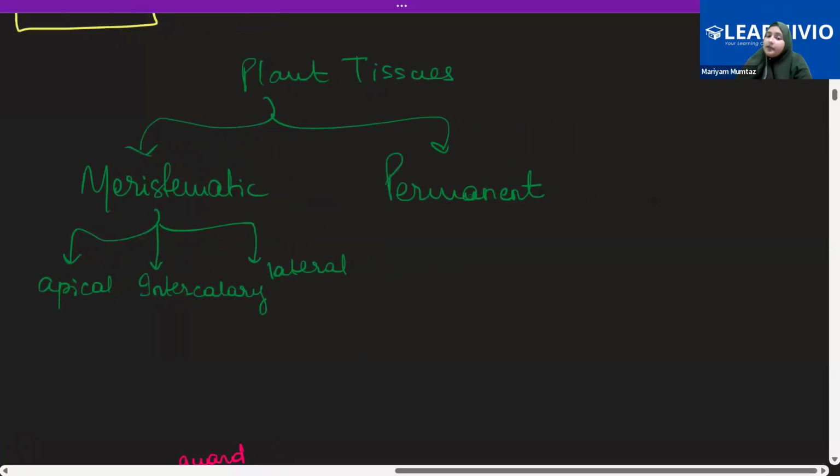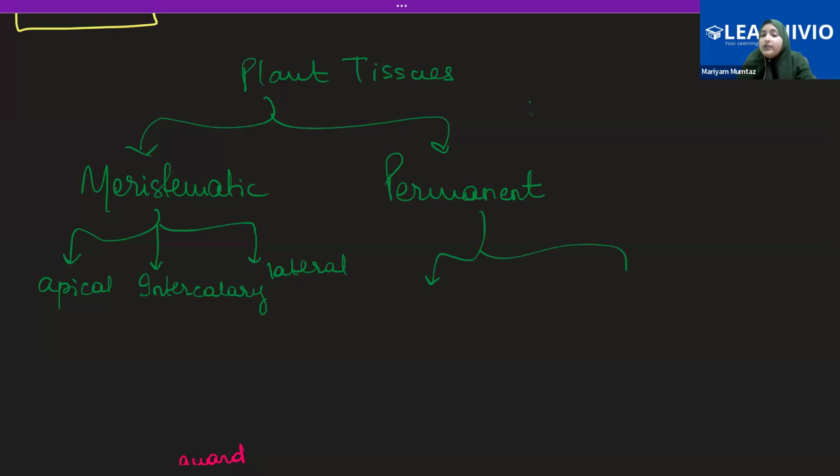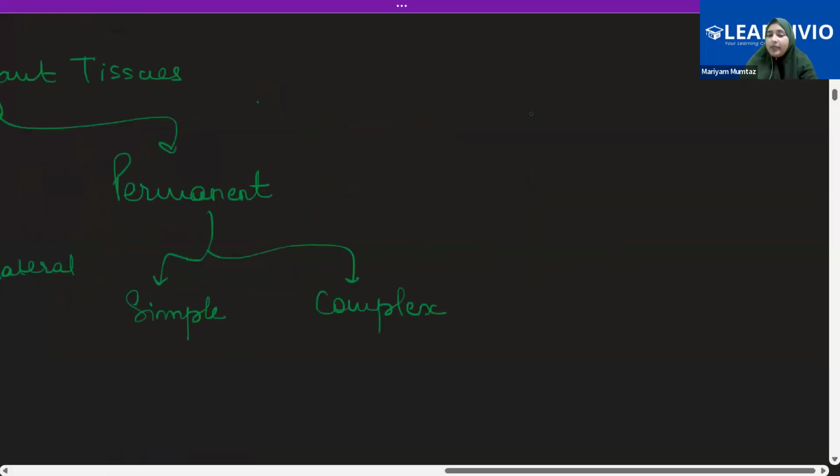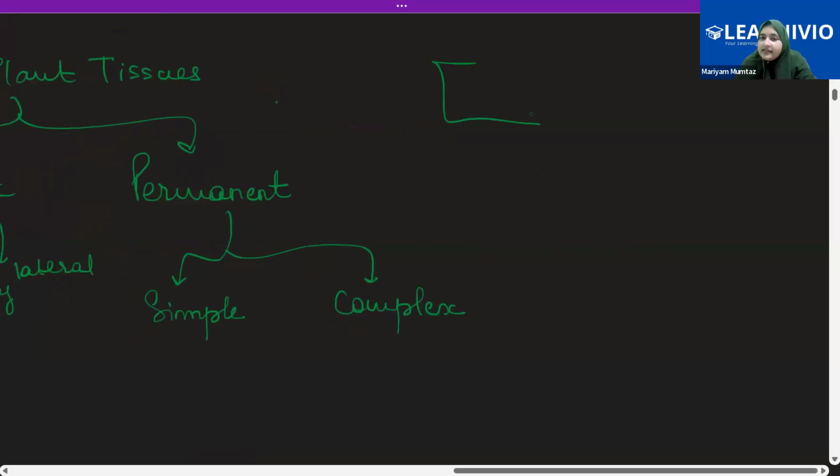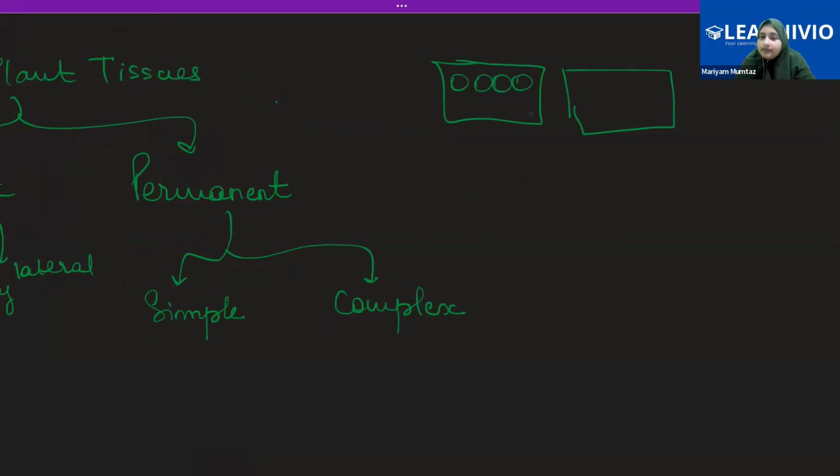Then the permanent tissues are the ones that have lost the capability of division. They cannot divide anymore. Further, they are of two types, depending upon what they are made up of. So they are simple permanent and complex permanent. The basic difference amongst them is this. In simple permanent plant tissues, only one type of cells is present, while in complex, different types of cells are present.